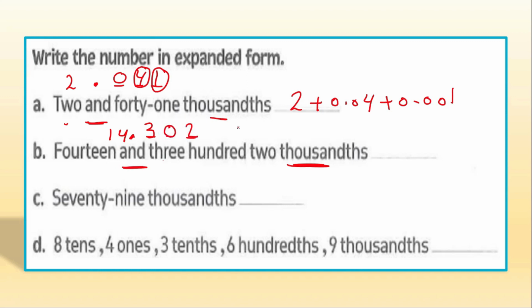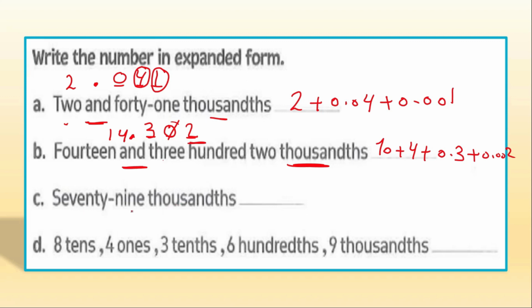Okay طب بعد كده عايز expanded فهتعمل كل digit لوحدها. 14 means 10 and 4، يعني أول حاجة عندك 10 plus 4 plus decimal part، أول حاجة 3 tenths يعني 0.3، بعد كده hundredths 0 فخلاص مش هتتكتب، نكتب 2000 plus 0.002.